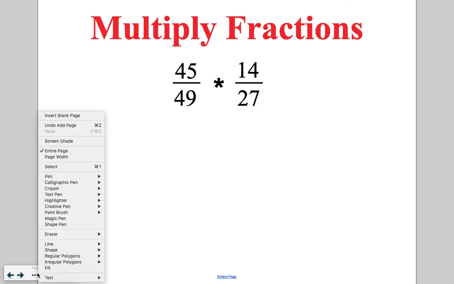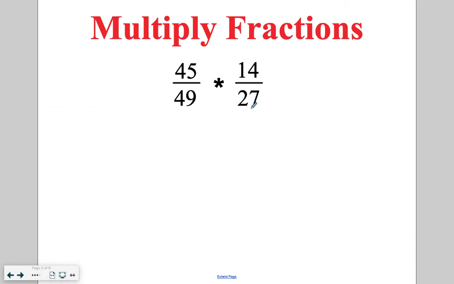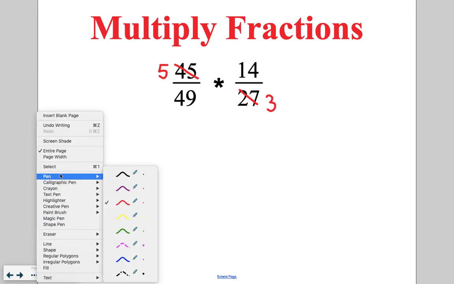Our last example, we have 45/49 times 14/27. So the first thing we look at is, can 45 and 27 be cross-reduced? Yes, they can. They can both be divided by 9. So the 45 becomes 5, and the 27 becomes 3. Then we look on the other diagonal. Can 49 and 14 be cross-reduced? Yes, they can, because both of them can be divided by 7.